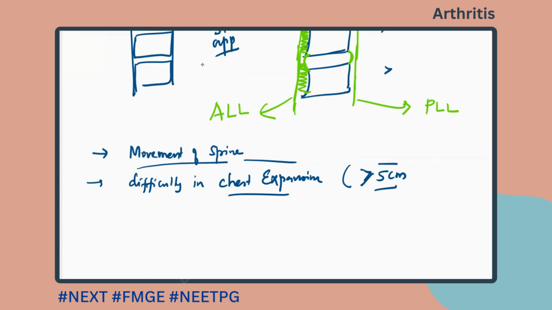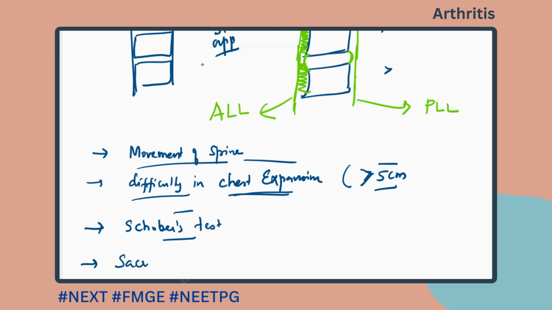So the patient will have movement restriction in the spine and difficulty in chest expansion. The restricted movements of the spine can be diagnosed by a test called Schober's test.